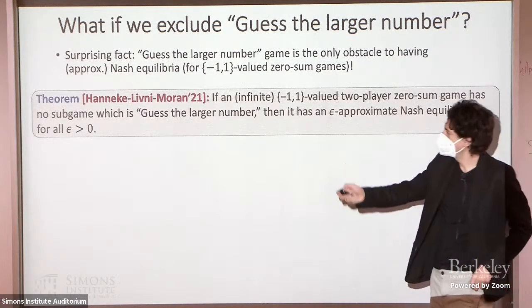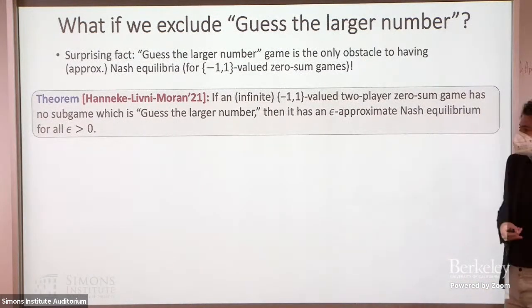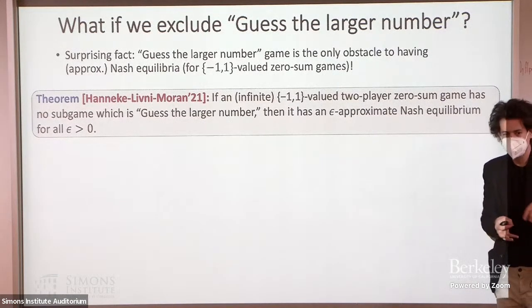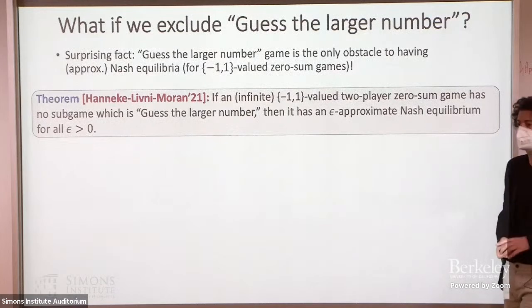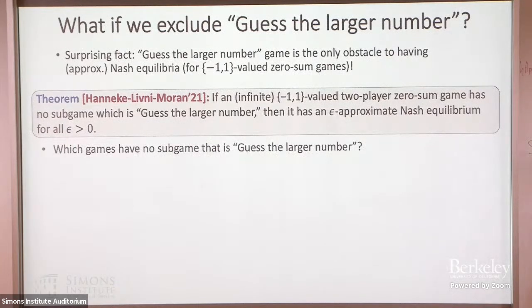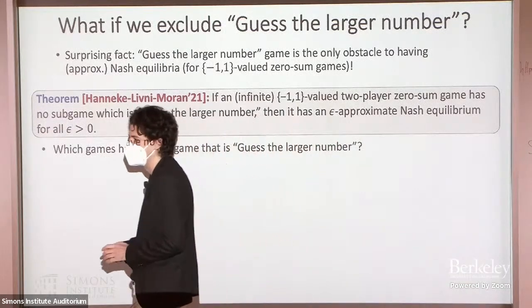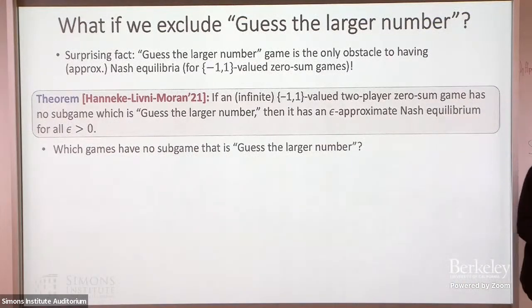A result by Hanneke, Livni, and Moran from last year says exactly that if you have an infinite game that does not contain a subgame that looks like the guess the larger number game, then it has an epsilon-approximate Nash equilibrium, a min-max equilibrium, for any epsilon you want. Now, which games have no such subgame? What does it mean to not have the guess the larger number game inside you? What are the sufficient conditions? Are there any reasonable conditions under which you don't have this game inside you?